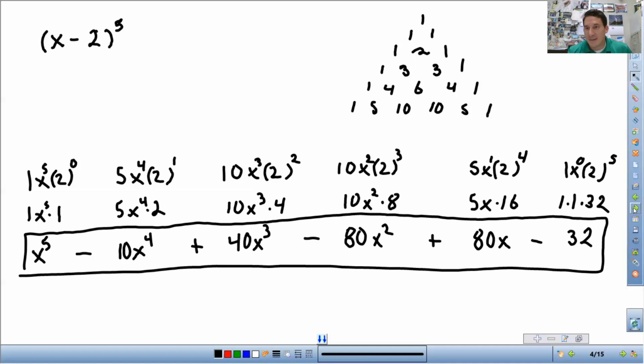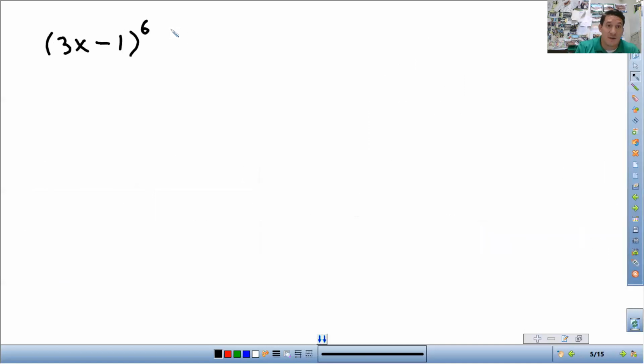All right, let's look at an example when the x has a coefficient. I'm actually going to change this to something a little trickier. We'll do 2 again. 1's going to be a little too easy. So 3x minus 2 to the 6th. I have to go to the 6th row, so do that real quick.